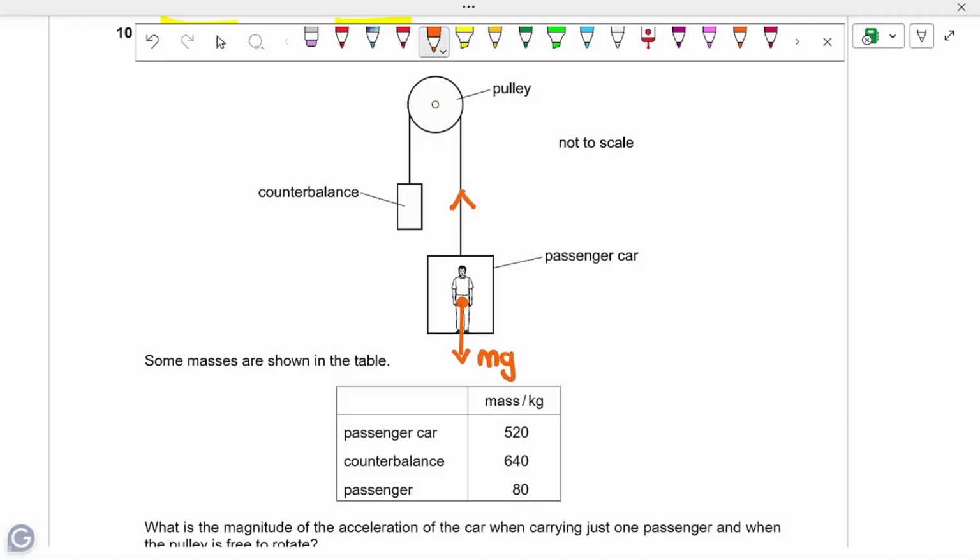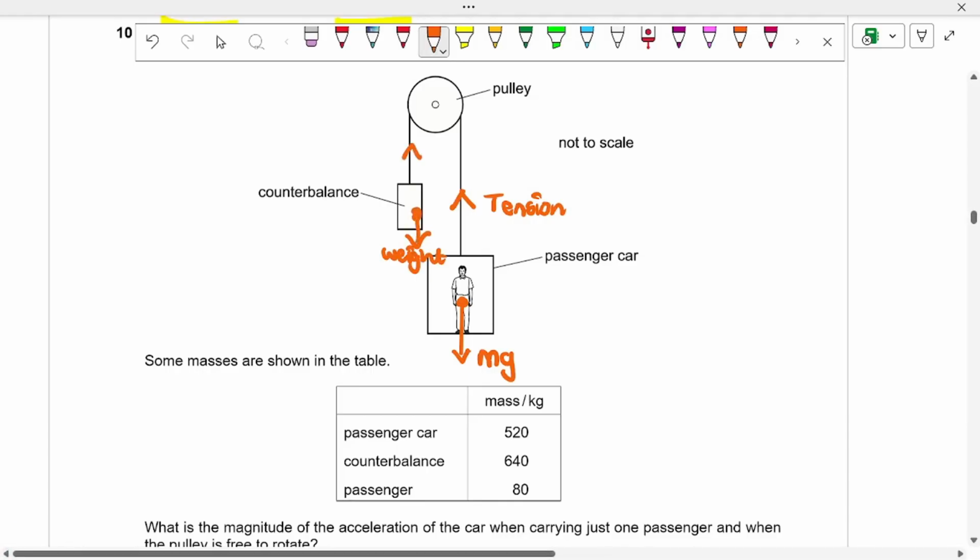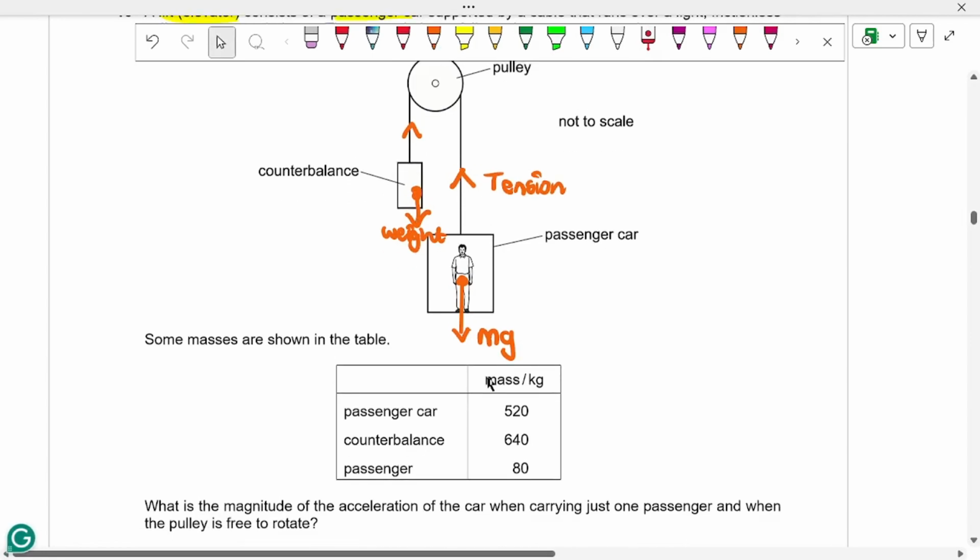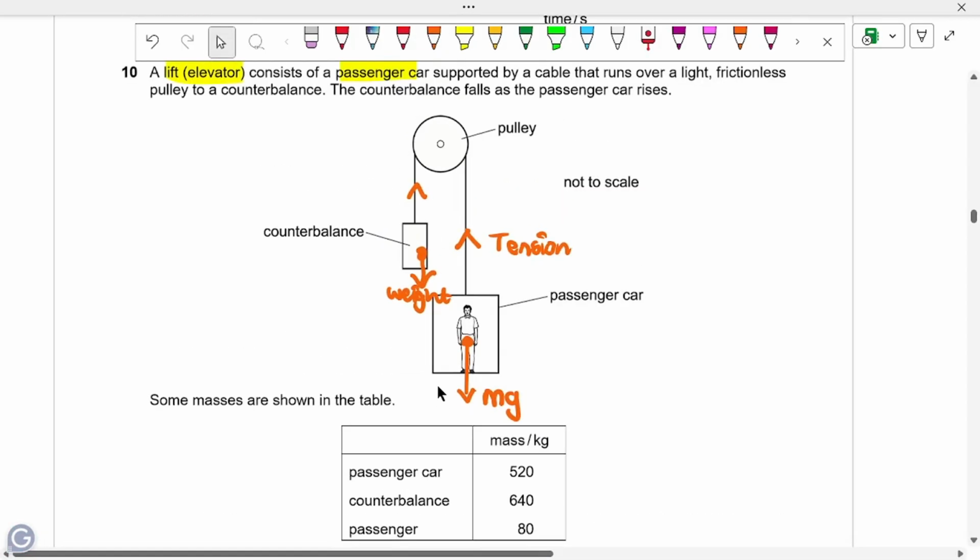Some could say tension, if you're trying to be fancy, which I would really advise you try to be fancy. So if I have the counterbalance on this side, I'm also going to have weight acting downwards as well on this side. So I also expect to have tension upwards. So I have two sides, the left-hand side and the right-hand side. So I can create equations because I know the counterbalance falls down and the other thing rises up. So I can create two equations.